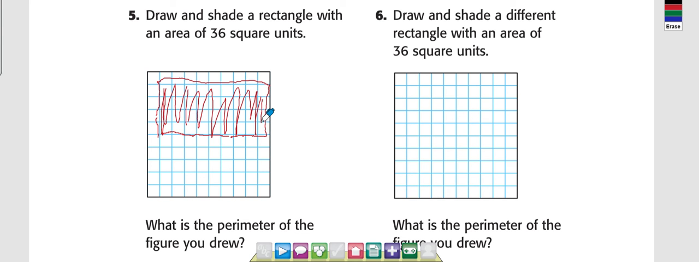And we said the other one, we could do 6 and 6, because 6 times 6 is 36. 2, 3, 4, 5, 6. 2, 3, 4, 5, 6. And then, so if it's 6 and 6, it makes a perfect square. What shape is this? Number 6. A square. So if all those sides are the same, it's a square. And then here's my rectangle.